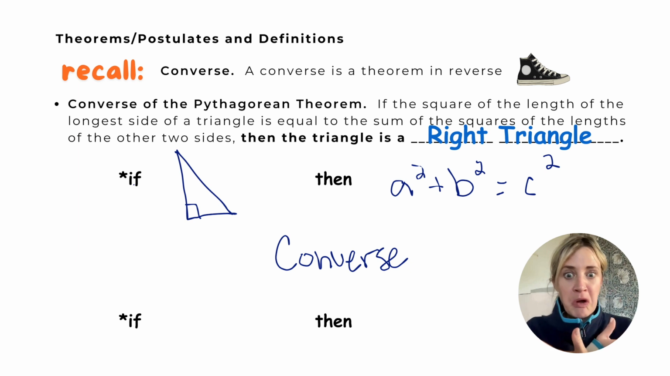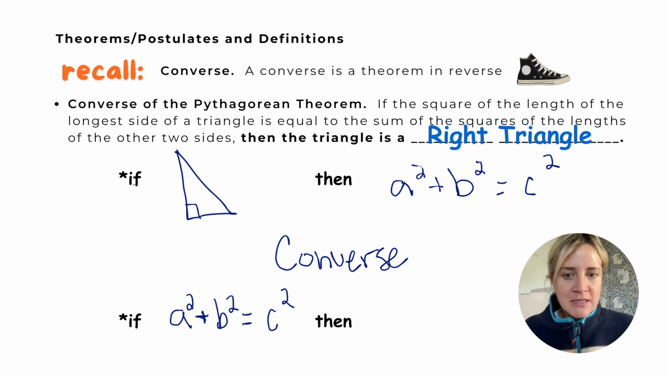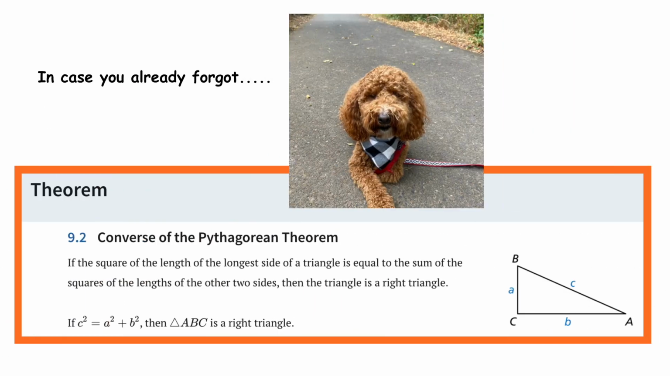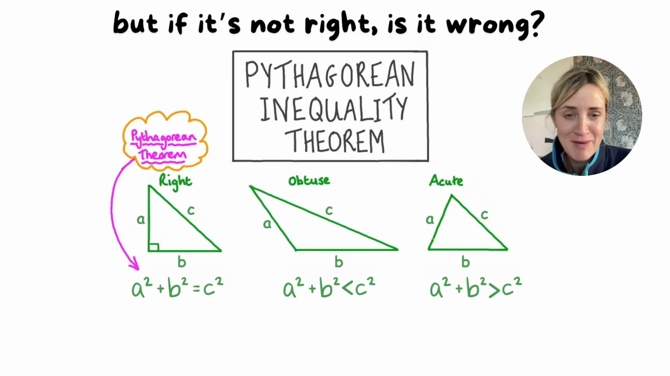Say, what if we don't know the angle measure? What if we don't know if it's a right triangle or not? Well, if we know all three sides, we can test it. We can say, if the Pythagorean theorem works, if a squared plus b squared does indeed equal c squared, then it is going to be a right triangle. So that's the converse. The Pythagorean theorem only works for right triangles. Remember that. So if the Pythagorean theorem works, it's a right triangle.